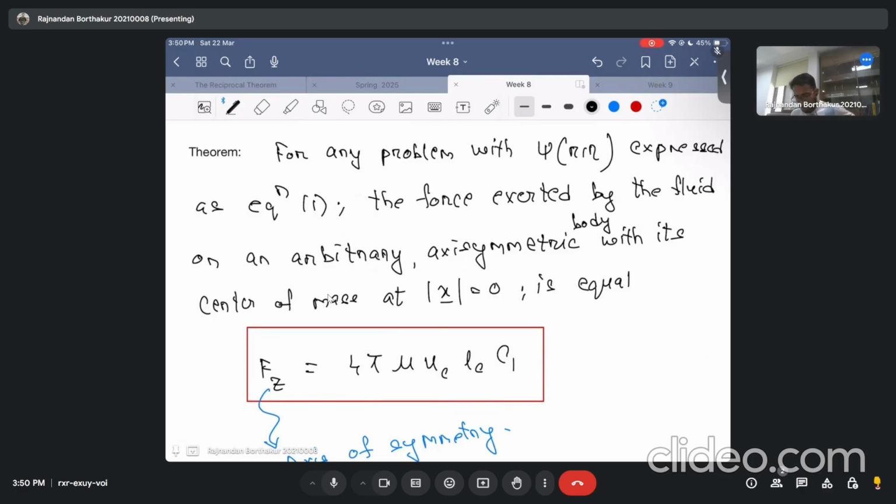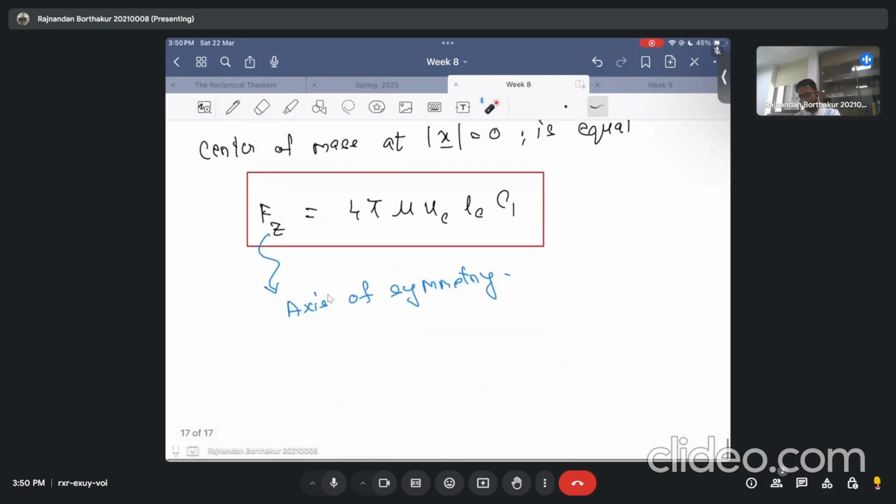So what we just now saw is that the theorem says that if you can express psi in the expansion that we just saw, then the force exerted by the fluid on any axisymmetric body is given by this form. See, the beauty of the theorem is that it need not be a sphere or a body of definite shape. This is universal for any body, but it has to be an axisymmetric problem. Okay, and then the force is equal to this form.